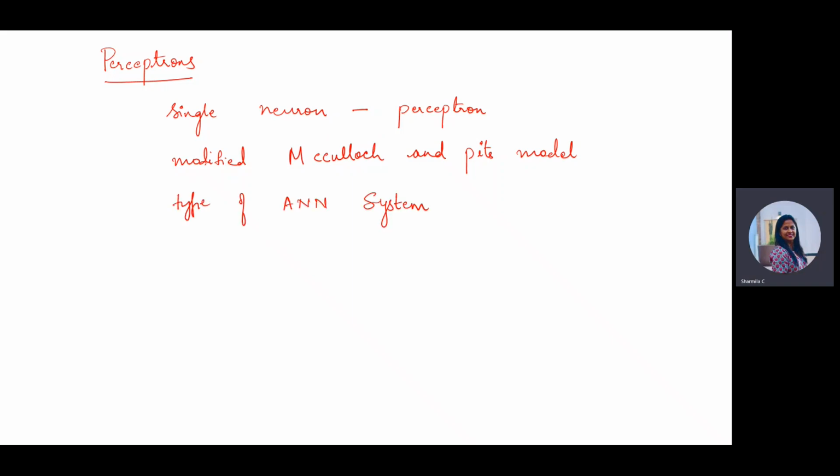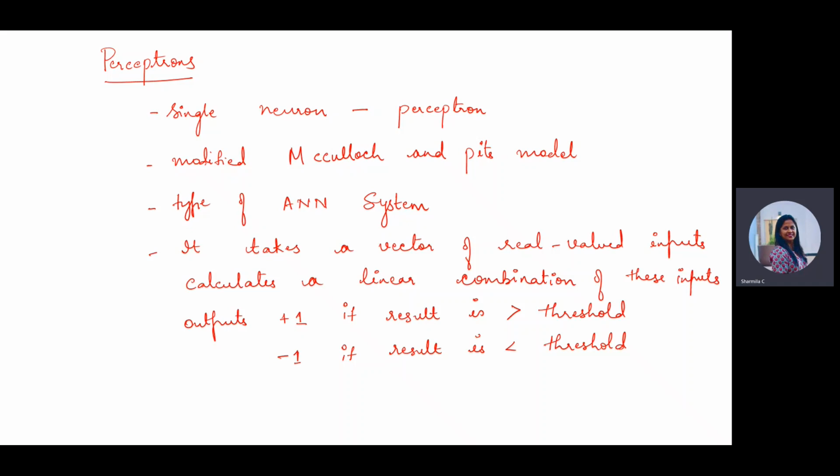A perceptron is a type of artificial neural network which takes a vector of real valued inputs, calculates a linear combination of these inputs, and outputs +1 if the result is greater than the threshold value, -1 if the result is less than the threshold value.